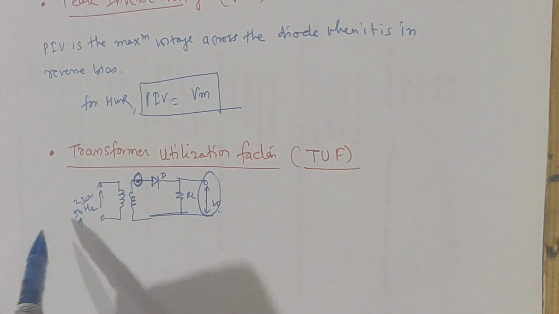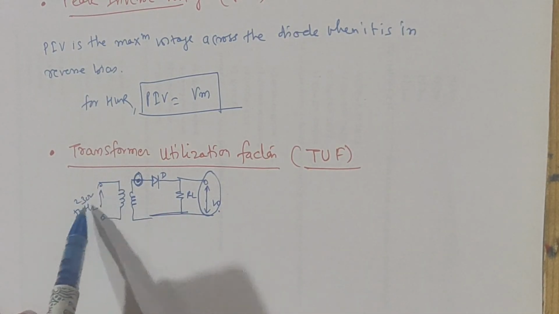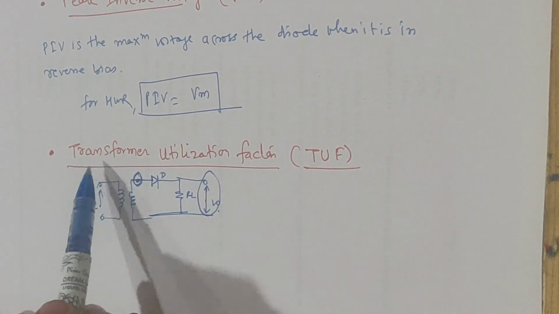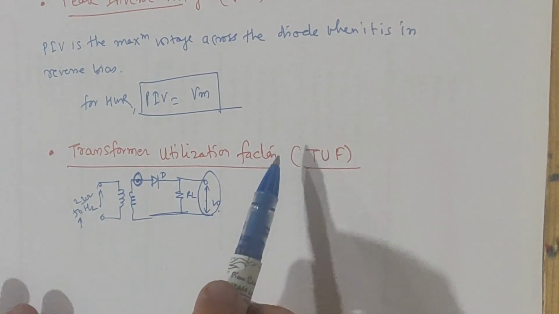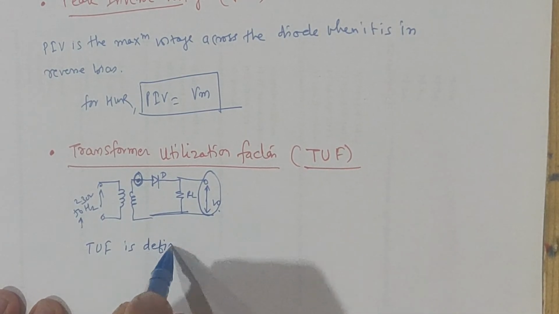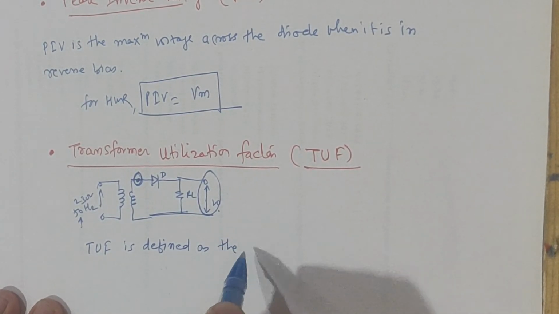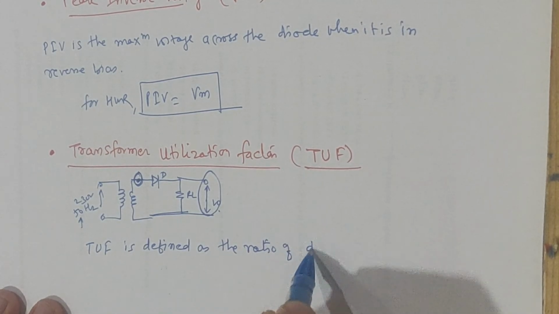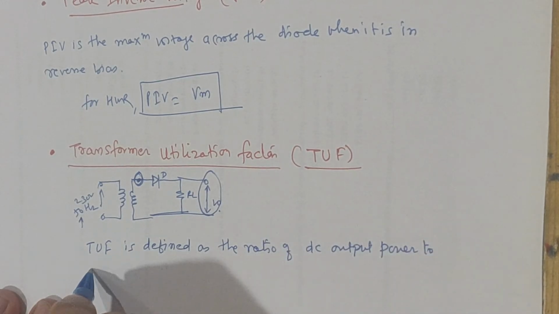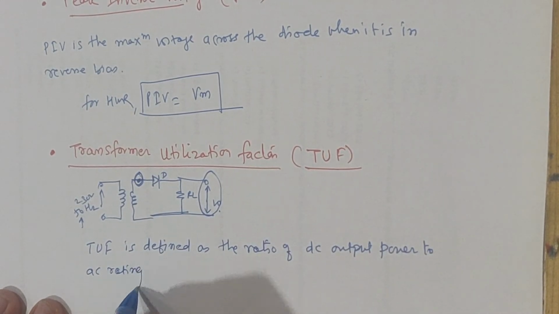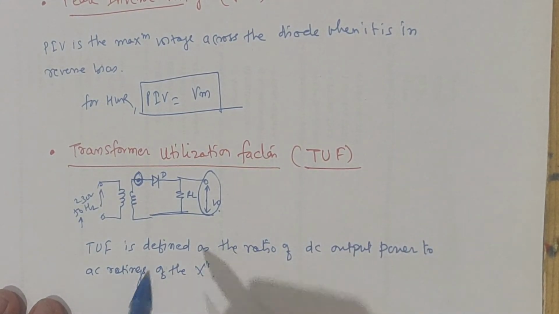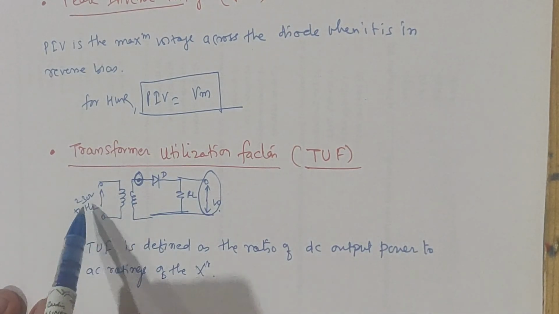So if we consider the actual AC power which is given to the circuit and the output power, and take the ratio of that, it is called the transformer utilization factor. If I want to define it, TUF is defined as the ratio of DC output power to the AC ratings of the transformer, meaning what we have actually provided to the transformer.